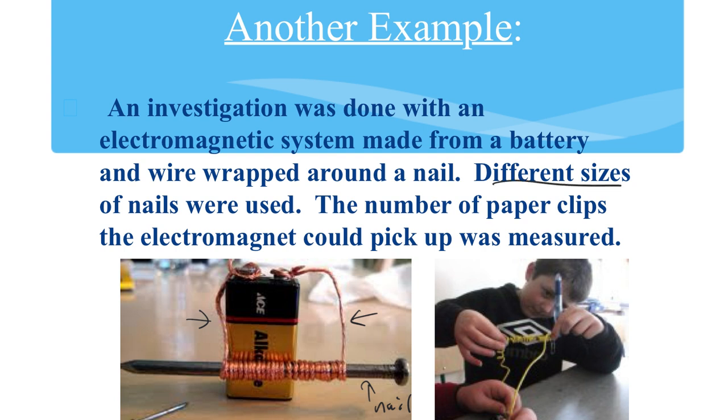so different size nails were used. Okay, so here's a big nail and here's a little nail. The number of paper clips the electromagnet could pick up was measured. So you can see this guy picking up, here's a paper clip right here, and he's seeing how many paper clips he can pick up at one time before they fall off. Okay, so now I'm going to ask you the question.